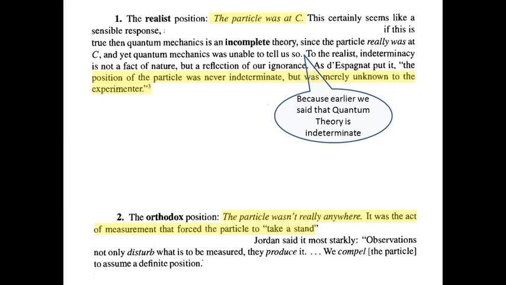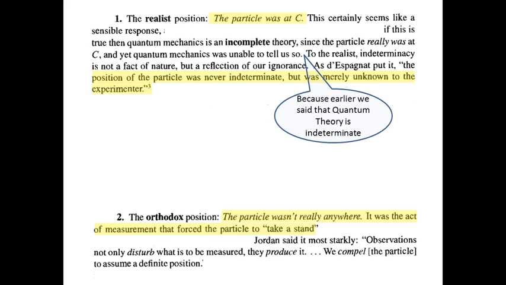The first one, the realist position. The realist says the particle was at C. Now this is very much clear that when I measured, the particle was at C, which means that even before the measurement, it must have been at C only. So this is an approach of a realistic person, a very practical person, a realist position.